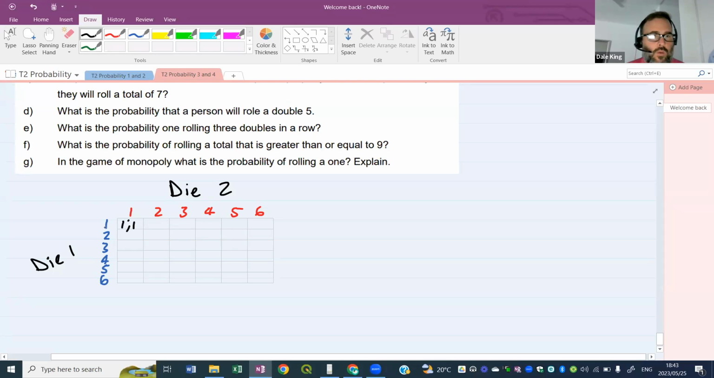What if we stick with the ones? 1 on the blue and 2 on the red. So I'm looking at this now. On the one row, I'm just going to keep going. 1 on the blue, 2 on the red, 1 on the blue, 3 on the red, etc. You would just keep filling that in. And then you go to the next row: a 2 on the blue and a 1 on the red, a 2 on the blue and a 2 on the red, etc.